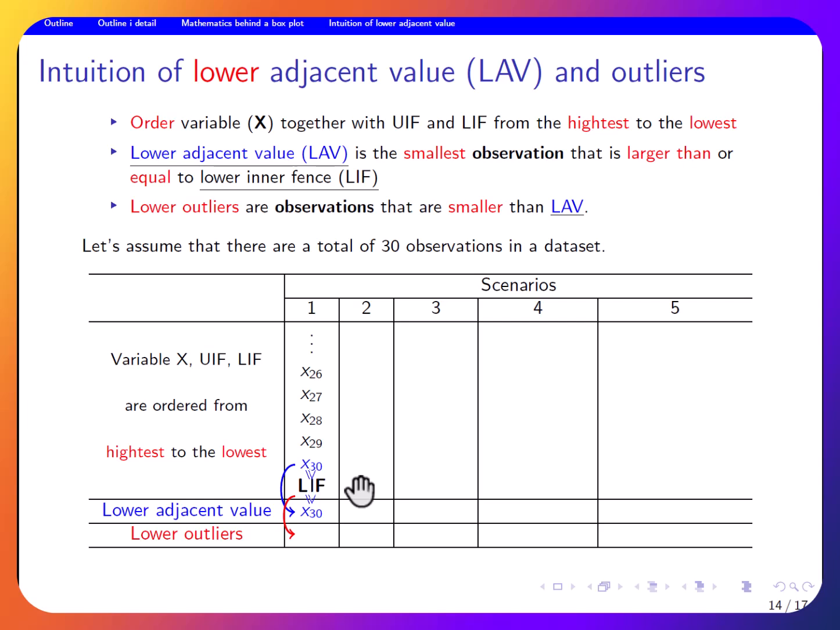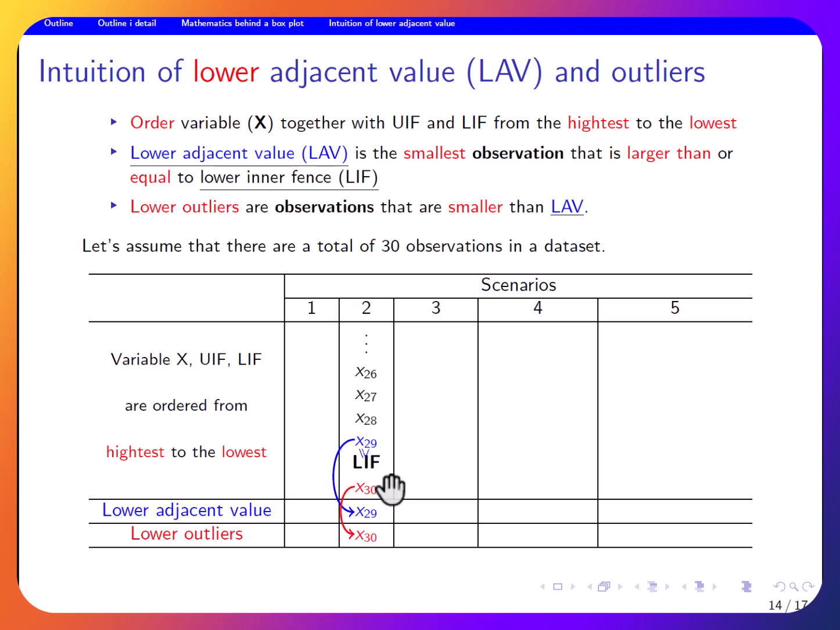Let's move on to the second scenario. In this case, the lower fence is larger than x30, but smaller than or equal to x29. In the whole dataset, x29 is the smallest observation that is larger than or equal to the lower fence. Therefore, x29 is the lower adjacent value. Because x30 is smaller than the lower adjacent value x29, x30 is a lower outlier in this scenario.